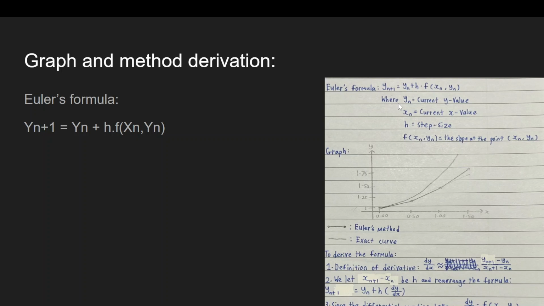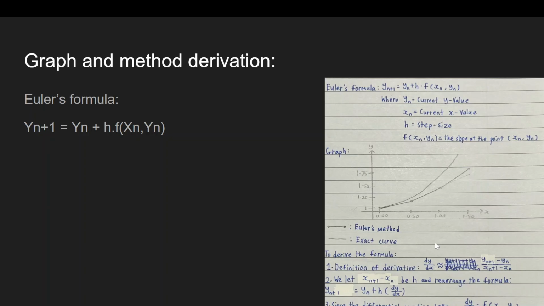Firstly, Euler's method or his formula states that y_{n+1} equals y_n plus h times f(x_n, y_n), where y_n is the current y value, x_n is the current x value, and h is the step size. The graph here shows that Euler's method is an estimation and it will not be 100% accurate to what the exact graph would look like.